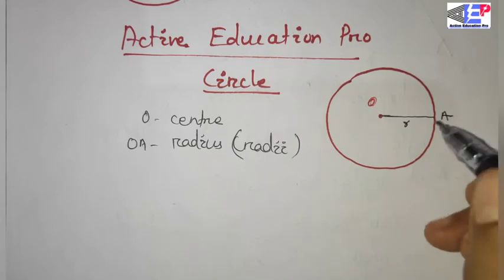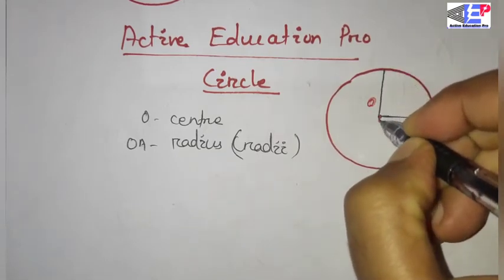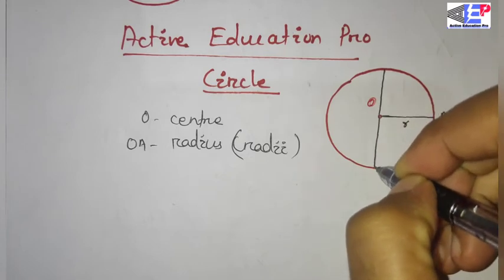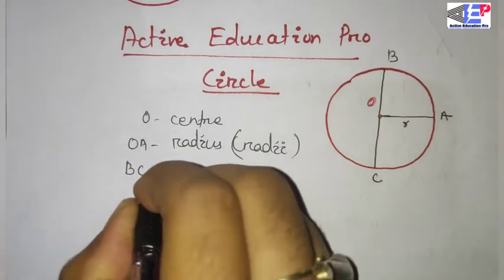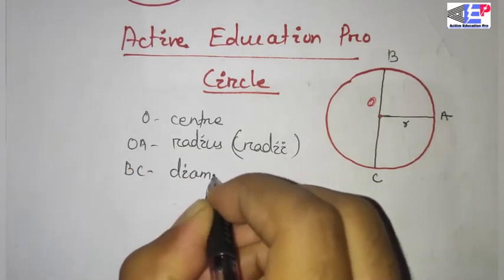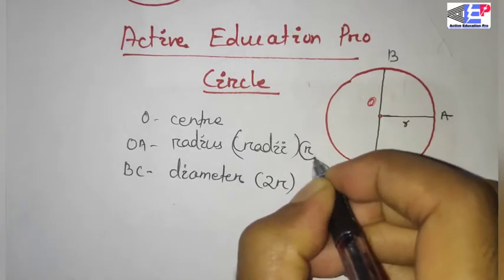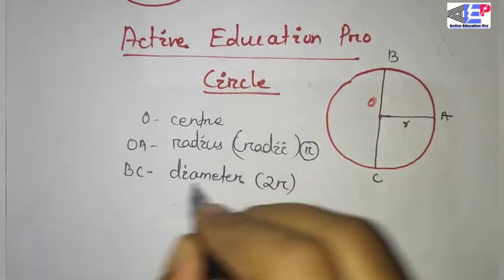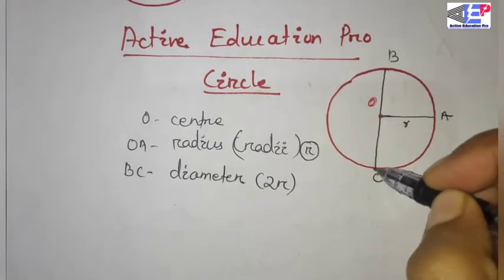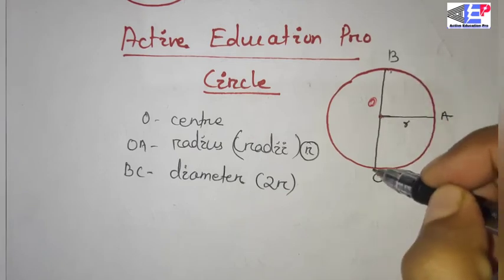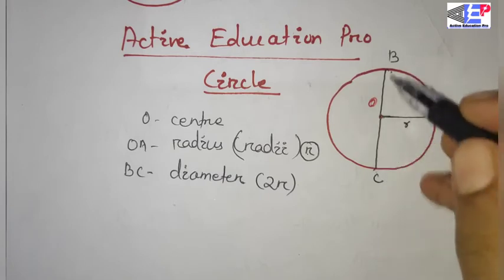And the next thing, diameter. Diameter means, this is B, this is C. Here BC is the diameter, which is 2r, and this is r. Radius is r and diameter is 2r, because OB is a radius and OC is a radius. So BC is twice the radius. So BC is a diameter.